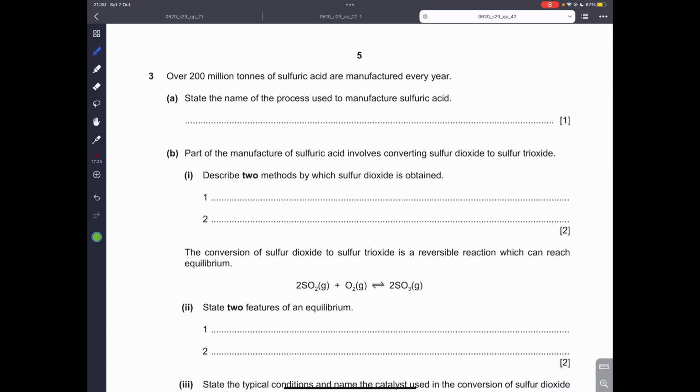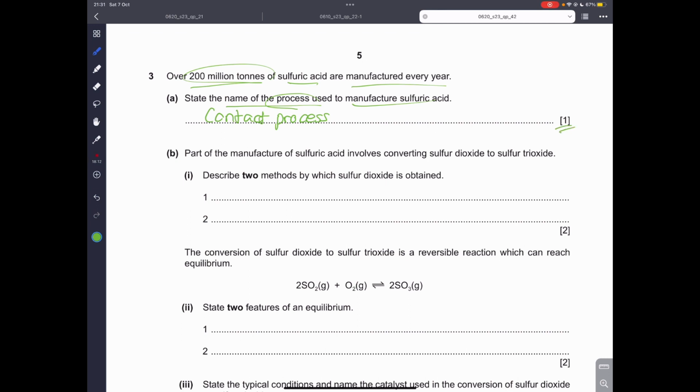Question number 3. Over 2 million tons of sulfuric acid are manufactured every year. State the name of the process used to manufacture sulfuric acid. Now the process that is used to manufacture sulfuric acid is actually called the contact process. So at the IGCSE level, you only have to learn about 2 processes, one of which is the contact process, another one which is the Haber process, and it's really important to know the reaction conditions for all of these, such as the temperature that's needed for certain reactions, the reducing agents, and all those nitty-gritty details, which will definitely help if you want to answer 1-mark questions like these.